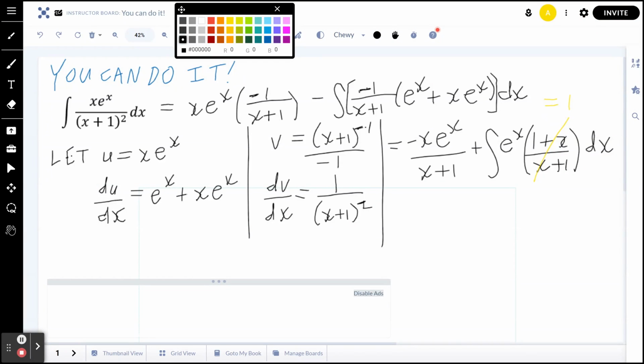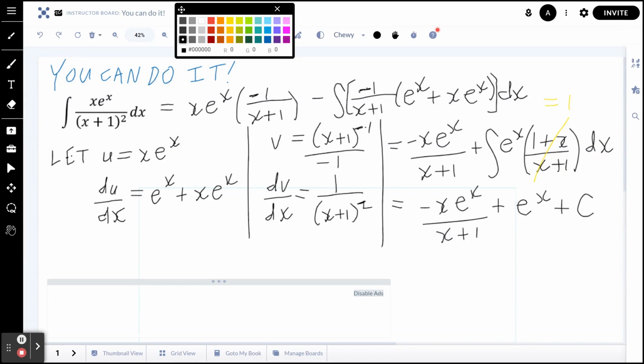Now, the difficult part is over, because once you can look at this in this new form, this basically equals negative x e to the x divided by x plus 1. The antiderivative of e to the x is basically e to the x. Don't forget to add a constant c. You're not looking for one solution, but you're looking for a family of solutions. Now, here comes the final answer.